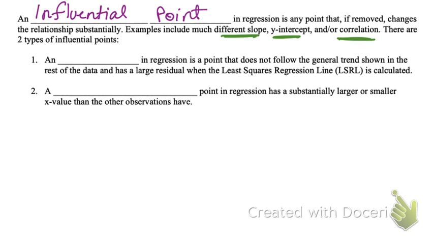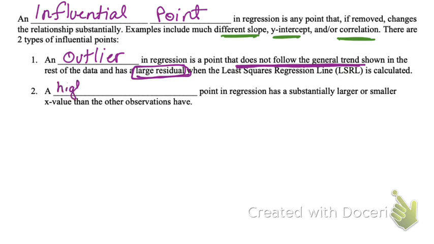So your first one here is outlier. An outlier in regression is a point that does not follow the trend of the data. It does not follow the trend of the data. And it's going to have a large residual. That's going to be an outlier. Usually it's very clear when you have an outlier. It's very far away from the line. It's going to change things. If you were to remove that outlier, it's going to change your slope of your line. It's going to definitely change your correlation, all that kind of stuff.